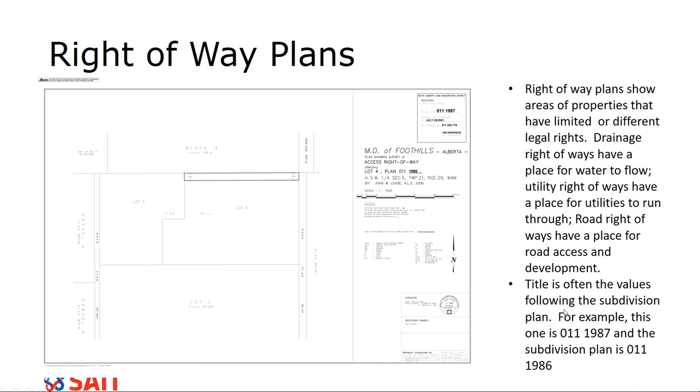So the title for this, you'll see it's 011-1987. So the 01 is still the year that it was registered, and it's usually the one after or a couple after the registered subdivision plan. So if you have 5 different right-of-ways in that area, you're going to have your registered subdivision plan, and then you're going to have all of the different plans after that in consecutive order. They're not going to jump around in numbers. They'll keep them together to make sense.